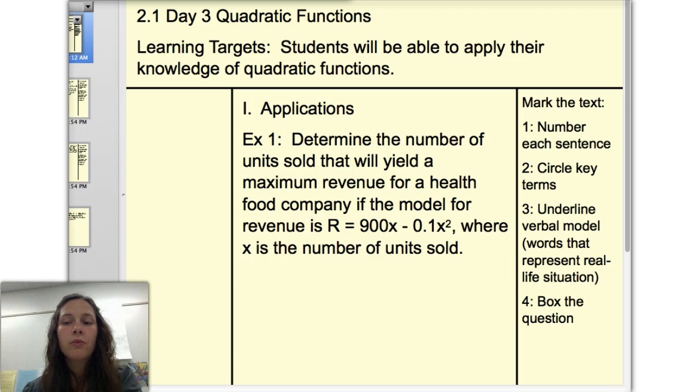Step two would be, as you're reading, you're going to want to circle any key terms, any word that jumps out at you as being mathematical or will maybe give you a direction to go for solving the problem. You're going to want to circle that. So our question: determine the number of units sold that will yield a maximum revenue. Maximum revenue is jumping out at me as being a key term. We want to maximize the amount of money that we're bringing in.